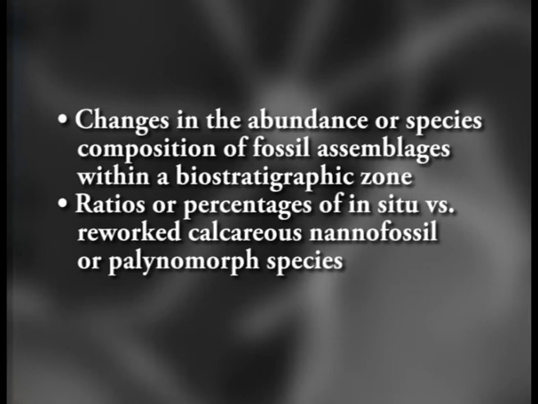Changes in the abundance or species composition of fossil assemblages within a biostratigraphic zone, and ratios or percentages of in situ versus reworked calcareous nanofossils or palynomorph species. An example of the first type is the thin interval in the lower Pliocene, characterized by high abundances of the planktonic foraminiferal genus, which represents a set of paleogeographic conditions that can be correlated in many areas of the Mediterranean. The assemblage data can also help us to recognize diagnostic elements of stratigraphic sequences.